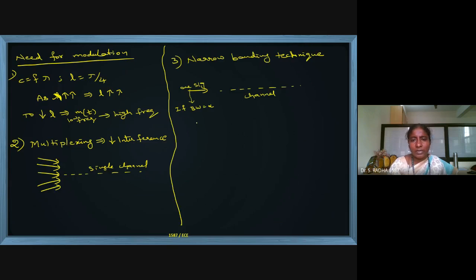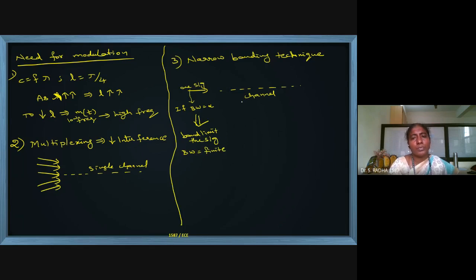For example, if I cut short the signal bandwidth, if I make it finite instead of infinity, band limit the signal, then the bandwidth will be a finite value. Then we can transmit other signals also if space is there in the channel.